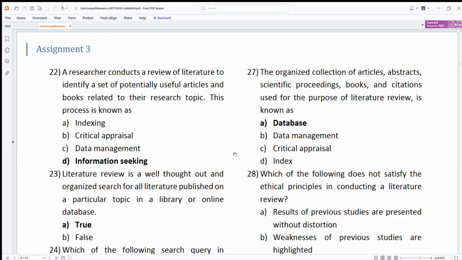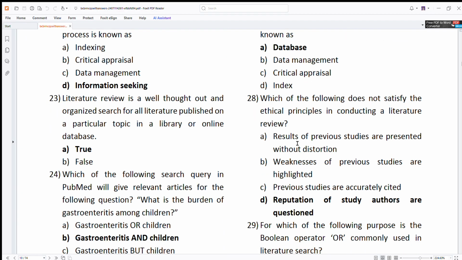Yes. Then which of the following does not satisfy the ethical principles in conducting a literature review? Results from previous studies are presented without distortion. Weaknesses of previous studies are highlighted. Previous studies are accurately cited. Yes, we can use all of them. But the reputation of study authors is questioned? No, we will not use this. If the reputation is questioned, we will obviously reject that published article.